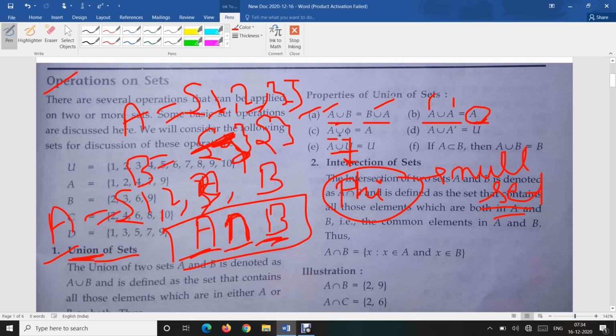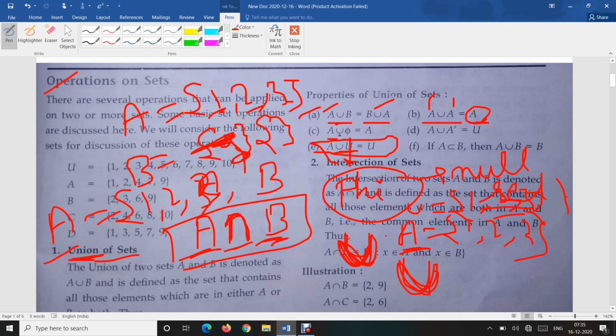Now A union U, where U is the universal set. I told you about the universal set in the previous exercise. The universal set contains everything, meaning all the elements. So if in set A you have 1, 2, 3, and in U you have 1, 2, 3, 4, 5, 6, 7, 8, just like that, then A union the universal set will always be equal to the universal set.